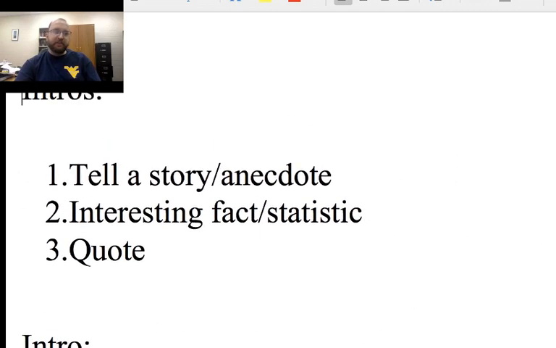So I give you a couple of different ways you can think about that. One way to start a paper is to tell a story, get the reader interested. Maybe you give an interesting fact or statistic to shock the reader, and that's a way of hooking you into one of the articles. Maybe you can start out with a quote. So lots of ways you can start a paper. Be creative with it. Don't give that basic cookie cutter stuff.